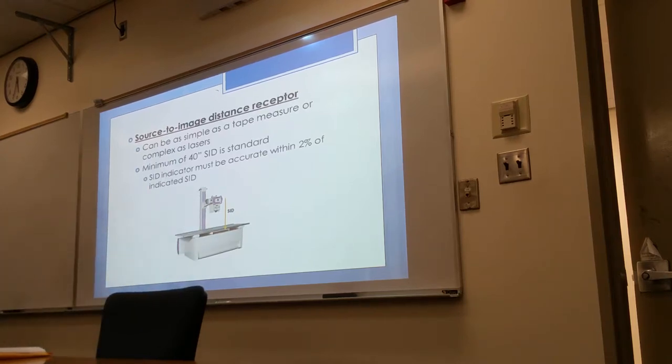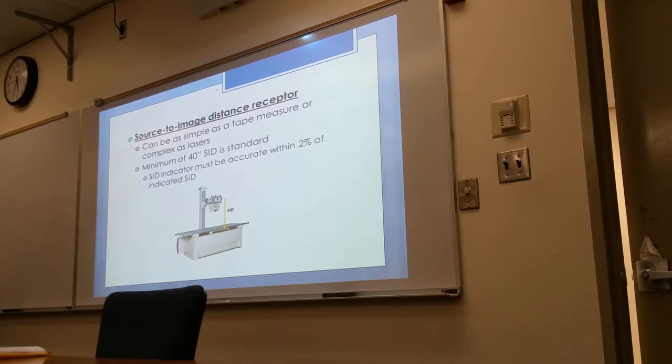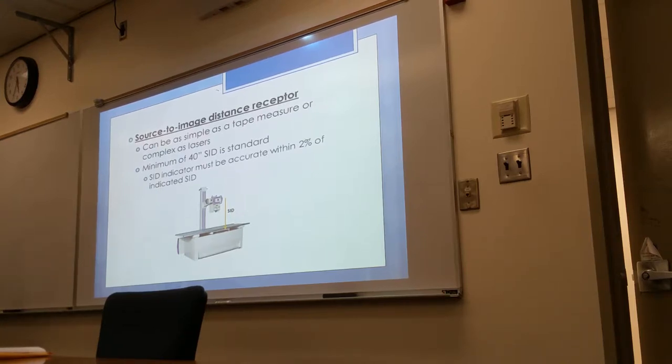So this can be as simple as using a tape measure to measure your SID, or as complex as lasers. The SID indicator, now we do quality assurance tests, and depending what it is that we are testing, it can be done semi-annually or annually. Okay. For this particular test, the SID must be accurate within 2% of the indicated SID. Must be accurate within 2%.